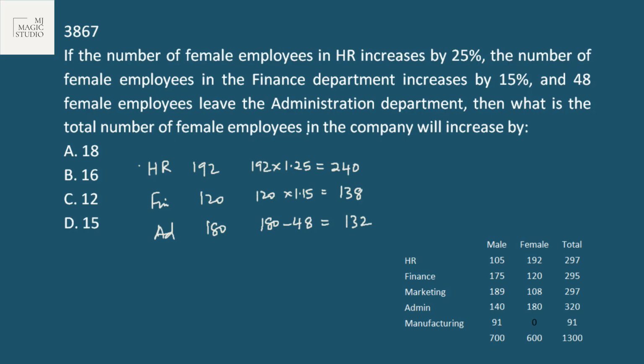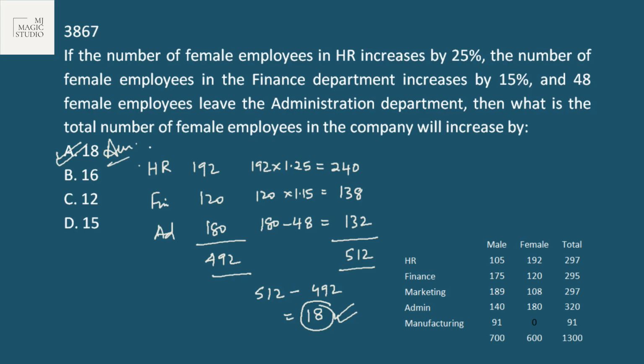Then what is the total number of female employees in the company will increase by? Okay, so initially in these three departments was 1, 2, 3, 4, 492. Now what is this total? 2, 3, 4, 5, 512. That means number of female employees in the company will increase by 512 minus 492. That is equals to 18. The total number of female employees will increase by 18. That we have, yes, that we have in option A.